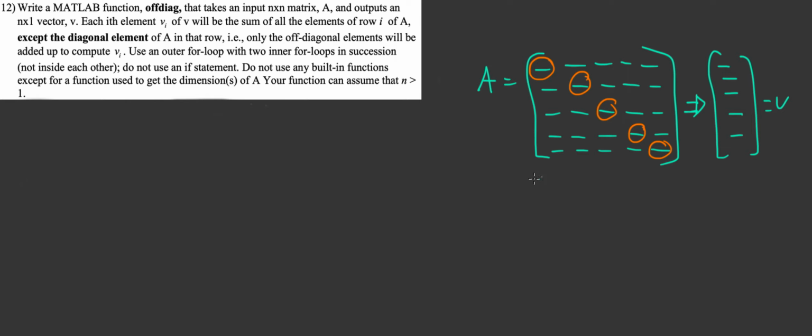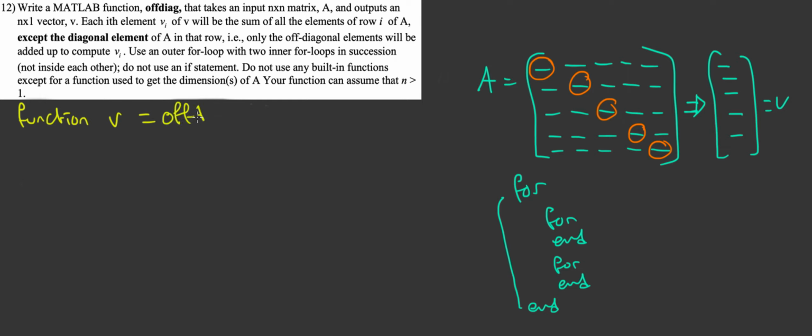So how we're going to do this is we're going to have a big for loop, and then within that we're going to have two for loops that will work with the rows possibly, and that will help us get our running sum. So let's just start off by writing our function name, and we'll get into how exactly we're going to do this. So we're going to say function V equals offDiag, input A. In order to do this, we have to get the dimensions of A. So we say [R, C] equals size of A.